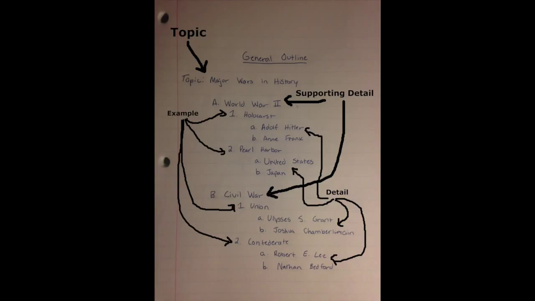The last step is to identify your details. These differ from the supporting details because they are specific to the examples. In this case, my examples for the Holocaust are two of the most well-known people associated with the Holocaust, Adolf Hitler and Anne Frank. These examples are written with the headers of lowercase letters to differentiate them from the supporting details. Once you've completed your outline, each one of the major supporting details becomes the topic of a paragraph.